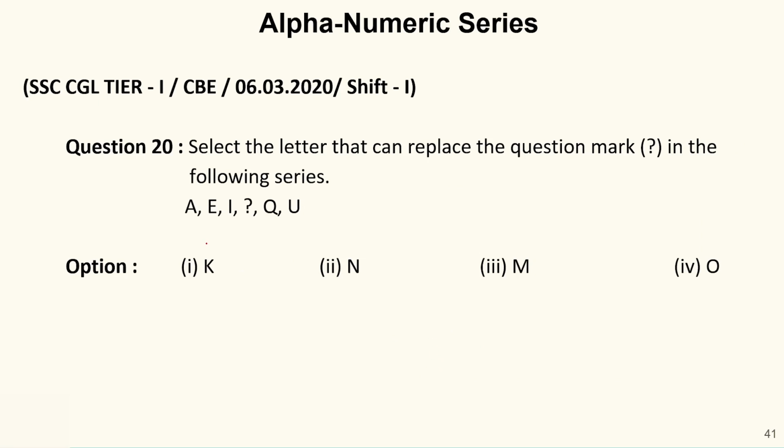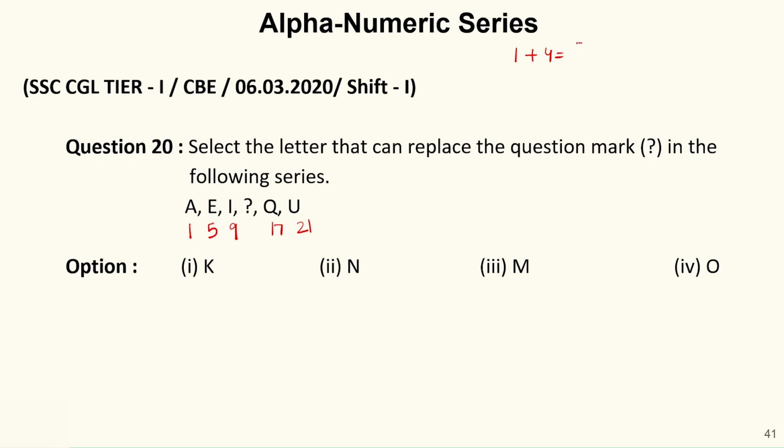Now this question. A is positioned at 1. E is positioned at 5. I is positioned at 9. Q is positioned at 17. And U is positioned at 21. So I can write it like this.